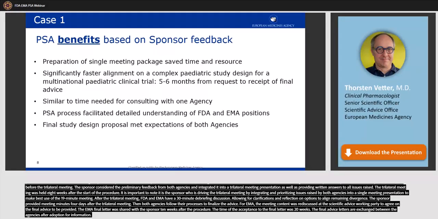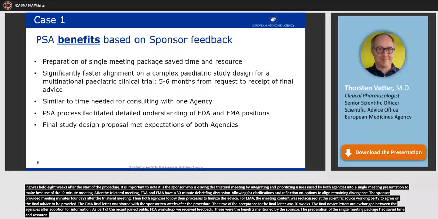As part of a recent joint public DIA workshop presentation, we received feedback from the sponsor of this PSA procedure. These were the benefits mentioned by the sponsor. The preparation of a single meeting package had saved time and resource. There was a significantly faster alignment achieved on a complex pediatric study design for a multinational pediatric clinical trial.